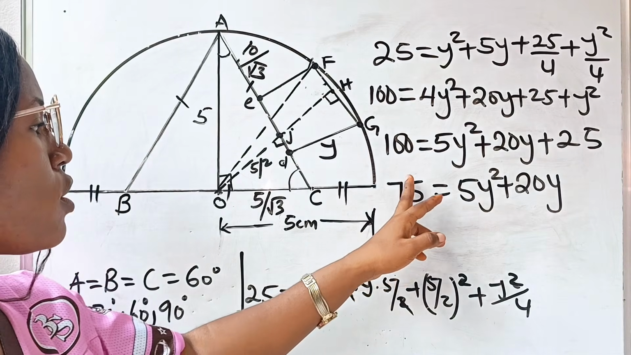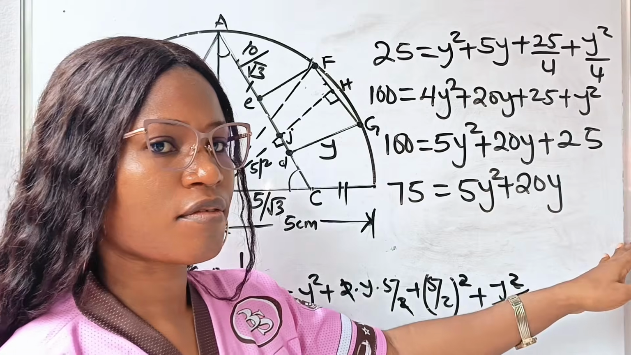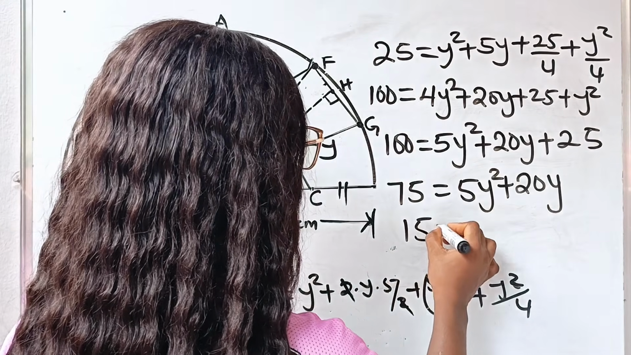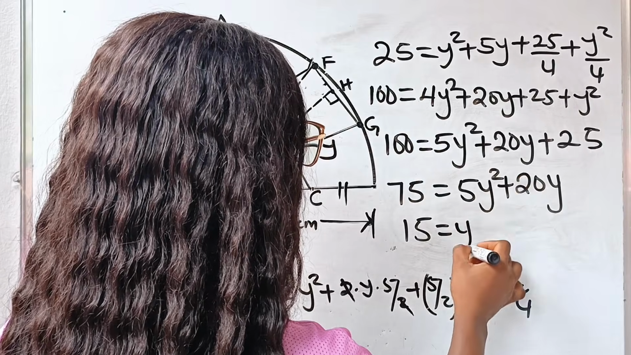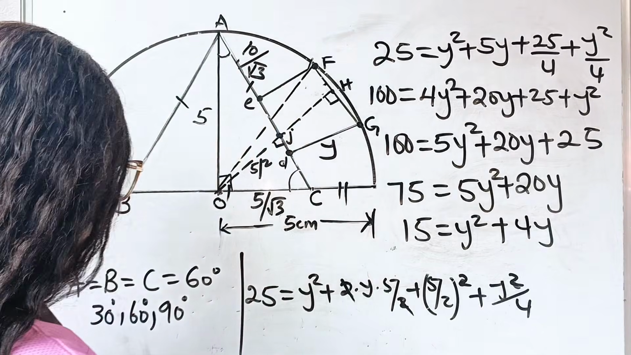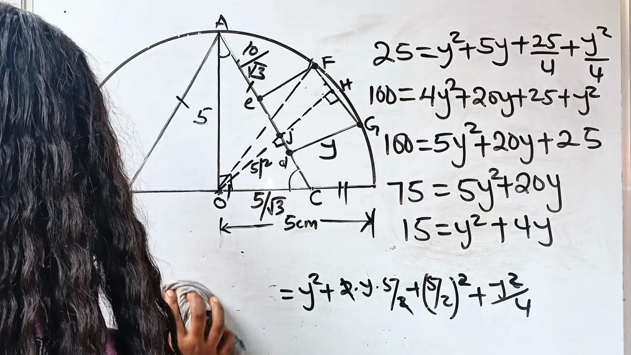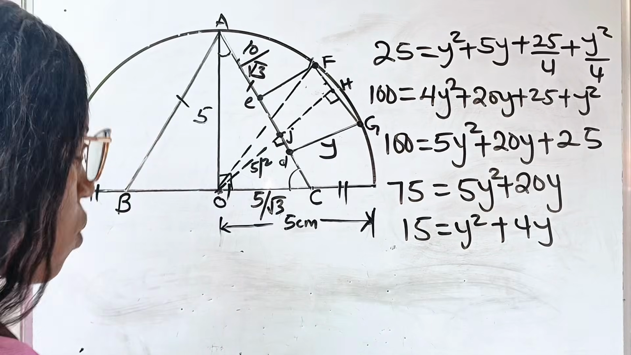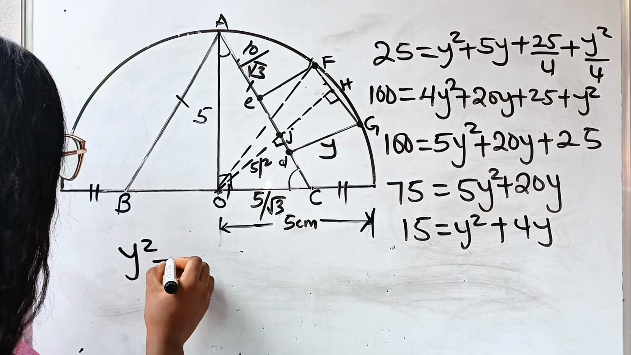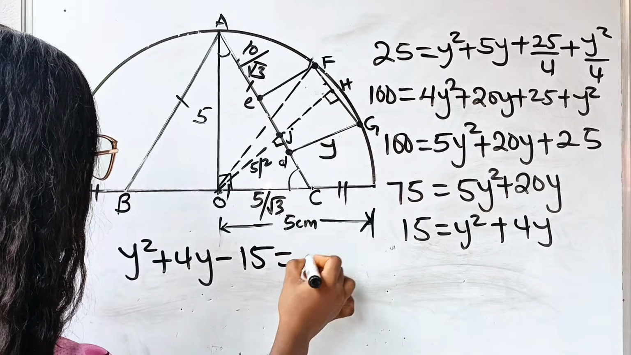Okay, before that, let's divide through by 5. Now 75 divided by 5 will give us 15. 5y squared divided by 5 is y squared. 20y divided by 5 is 4y. So now we have a new equation to solve, and you can see that that is basically a quadratic equation. So we are going to have y squared plus 4y, this 15 will cross to become minus 15 is equal to 0.